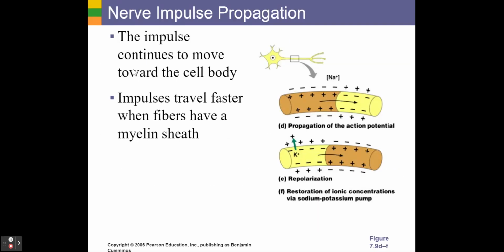Okay, so this just talks a little bit further of nerve impulse propagation. So the impulse will continue throughout the entire cell body. And then obviously we talked about this just a few seconds ago. So the impulse moves faster in cells that have myelin than cells that don't.